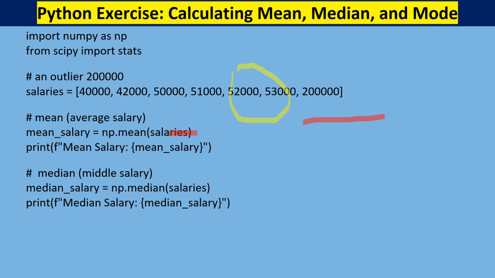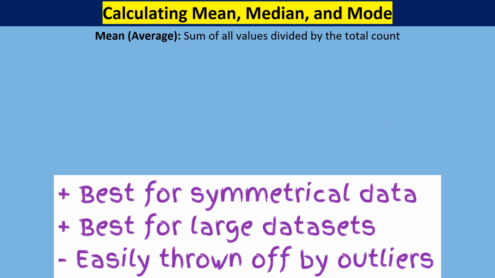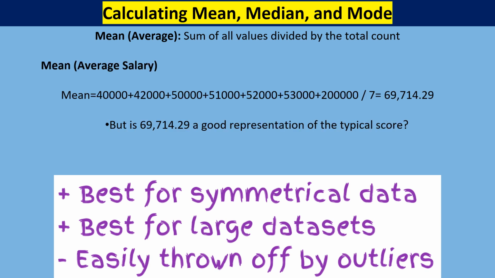Then we have the median salary, calculate the middle value when sorted, and the third one is calculate the mode, the most frequently occurring salary, and then we return the most common values. So here is the result. Mean is the average, the sum of all values divided by the total count. So the mean average salary, the total divided by 7, is 69,714.29.